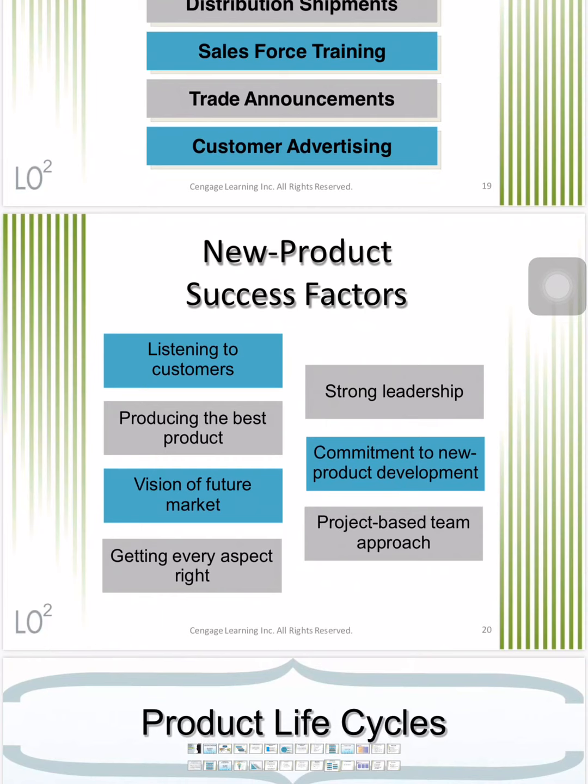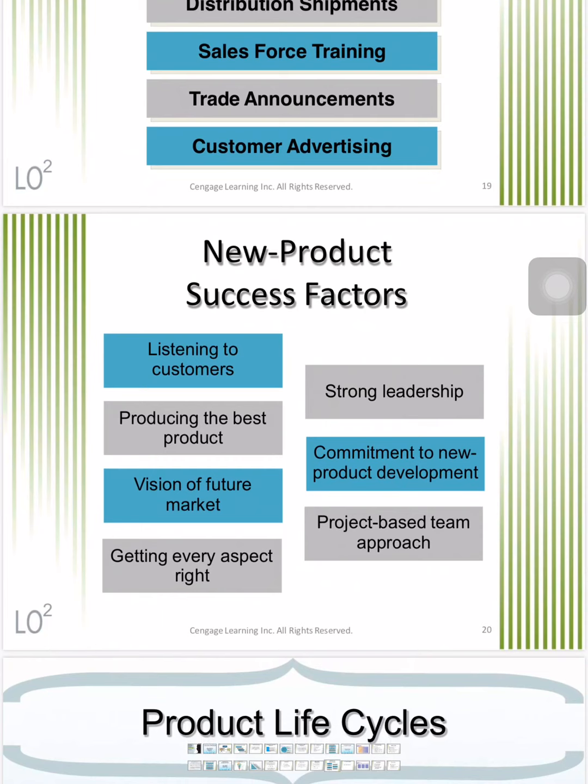And then strong leadership. Strong leadership is where you ensure the organization's success. Of course, when the organization succeeds, automatically they will produce good product development and come up with good new products.